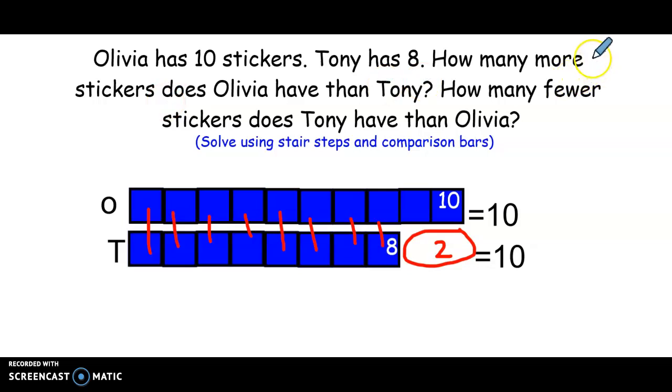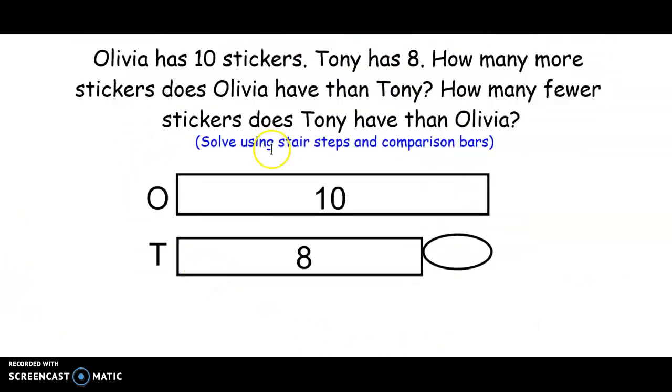So, since we have the word more and we have the word fewer, we know that those are our special words for us to check inside the oval. Those words make us think, ding, ding, ding, look inside the oval. So our answer is 2. Now I'm going to show it to you with comparison bar.